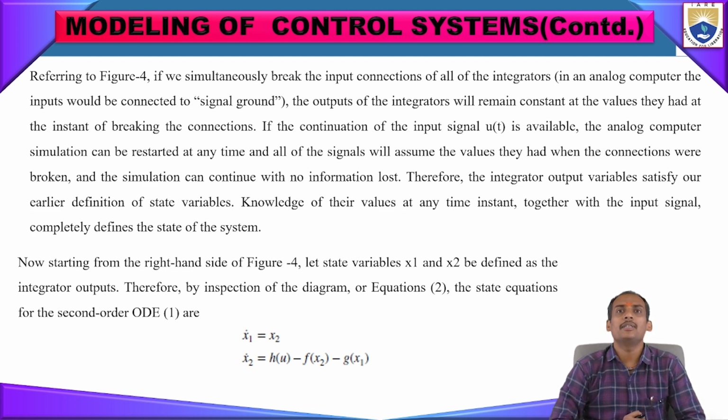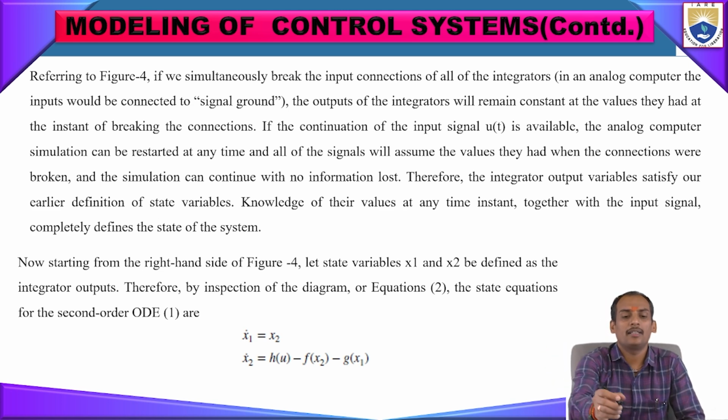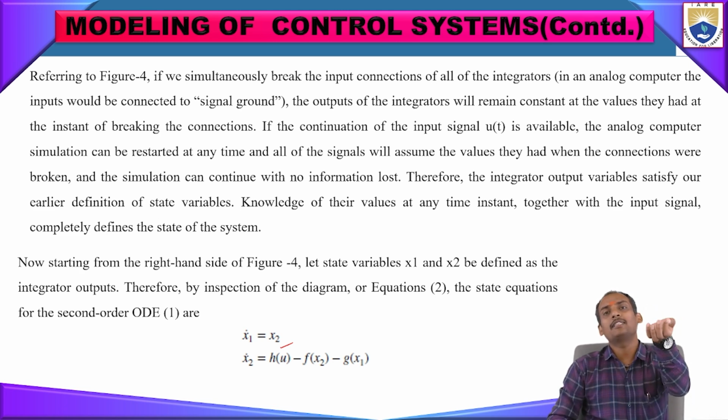Now you see the right-hand side of the previous figure 4. There will be x1 and x2, defined as the integrator outputs only. So equation 2, the state equation for the above system, can be represented like this: x1 dot is equal to x2, and x2 dot is equal to a function of the variables, that is h of u minus f of x2 minus g of x1. These will be the state space functions for this representative equation.